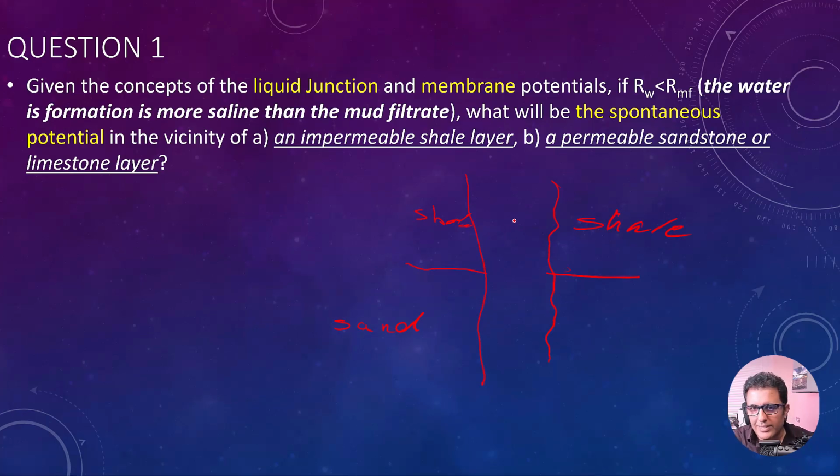So the answer is very, I think, easy. We should have positive ions in front of the shale layer and negative ions in front of the sandstone layer. So the potential is positive in front of shale and negative in front of permeable sandstone.